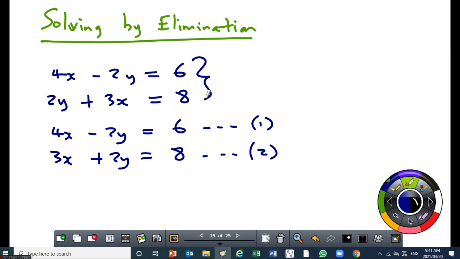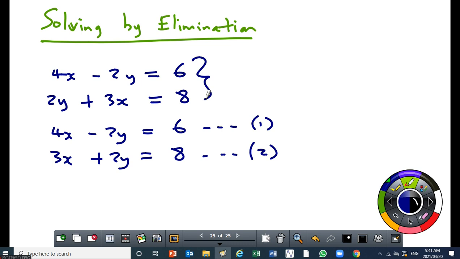Now, if I want to eliminate x or y, I'm sure you can see here that for both equations, the coefficient of x is not equal to 1. Also, for both equations, the coefficient of y is not equal to 1. But by inspection, I can eliminate y. I'm sure you can see that in the first equation, we have got minus 2y. In the second equation, we have got a positive 2y.